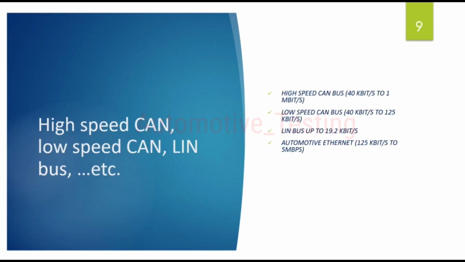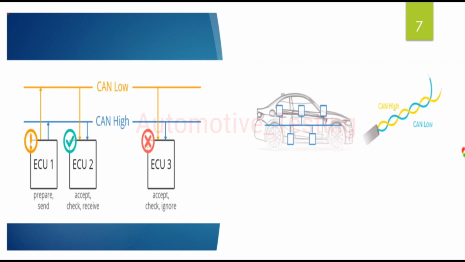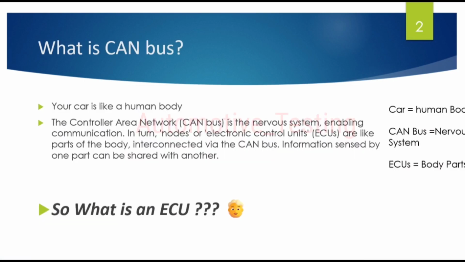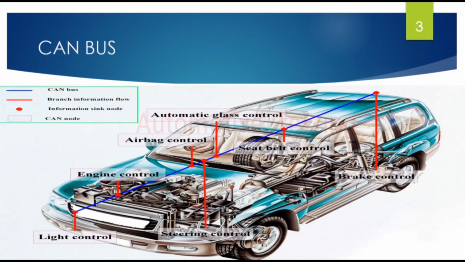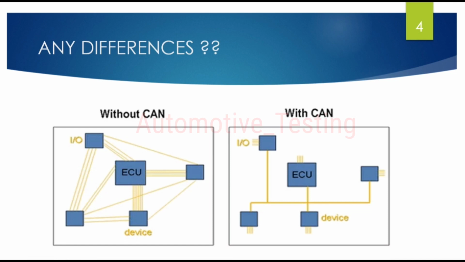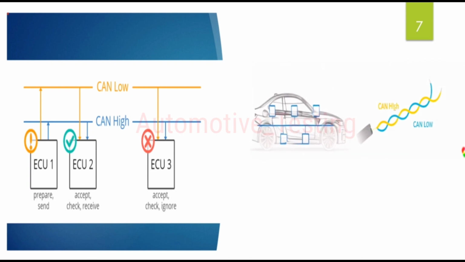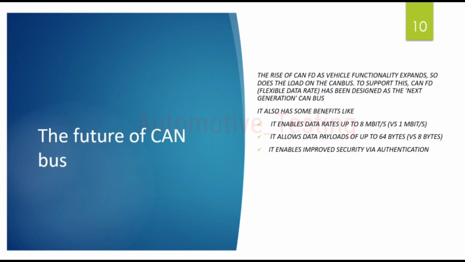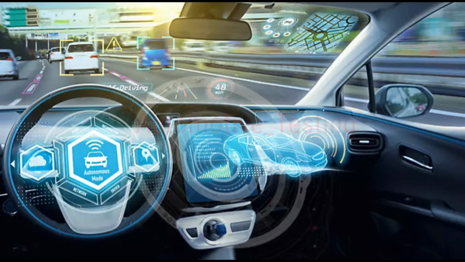So in this video I have covered what is CAN bus, what is an ECU, how CAN bus and ECUs communicate, and the difference if we don't use CAN and if we use CAN, and CAN high, CAN low. One point I haven't covered is how CAN bus internally works.